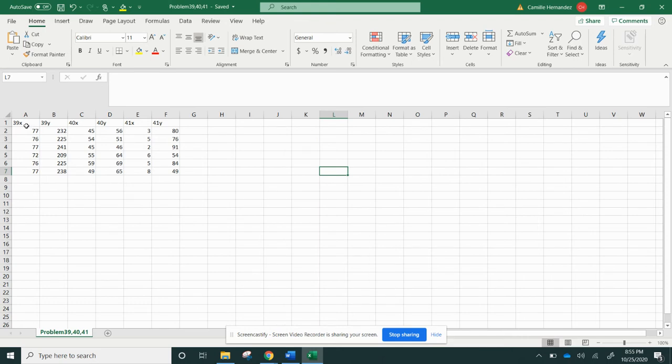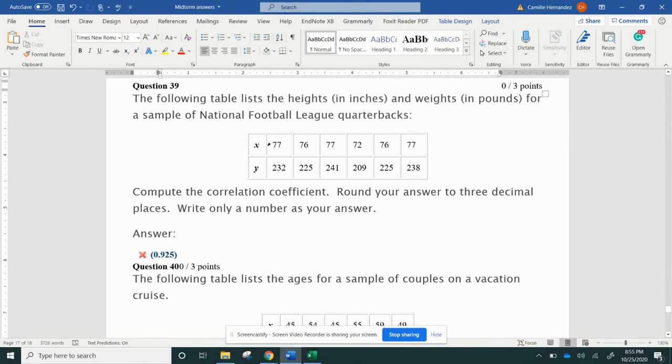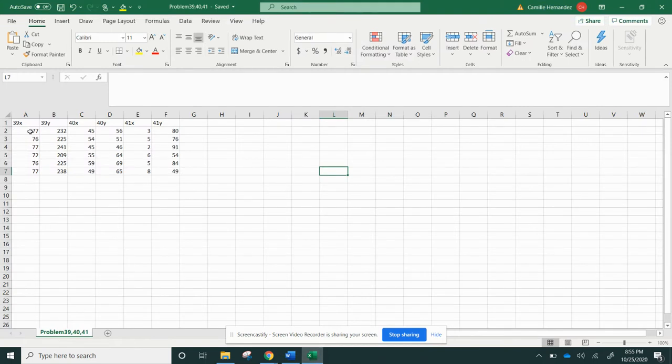So if you look here, I've done 39X, 39Y, and I've done it for all the problems. I'm going from top to bottom. So if the X is 77, the Y is 232. And look, it's the same here: 77, 232, 76, 225. And all I did is, instead of putting them the long way that they did it, I did this one vertical. They did it horizontal. SALT will read it vertical. Okay, again, I got 39, 40, and 41.